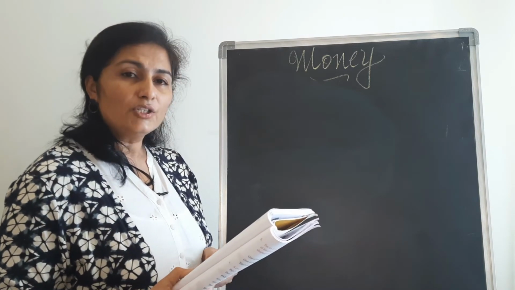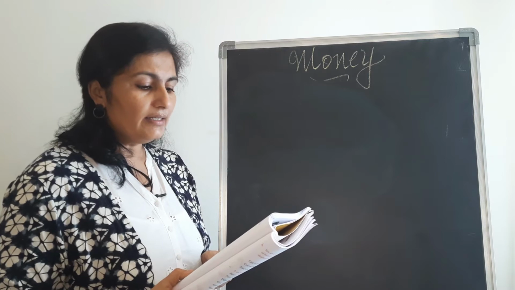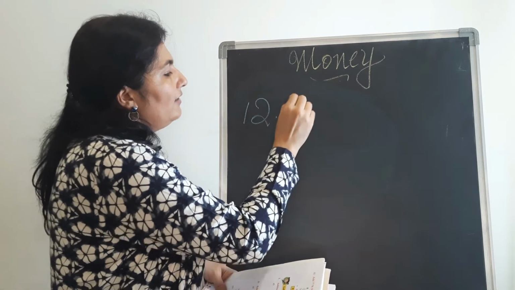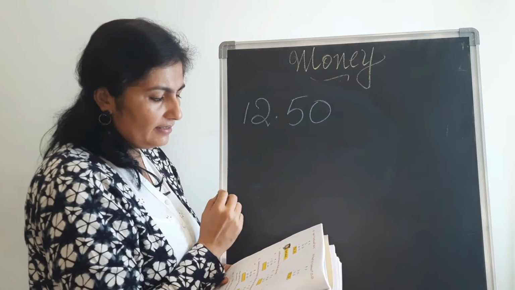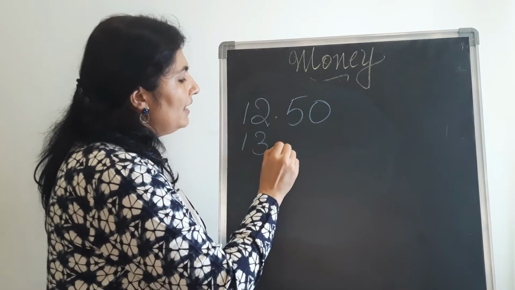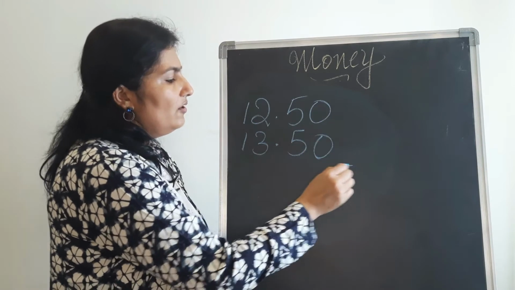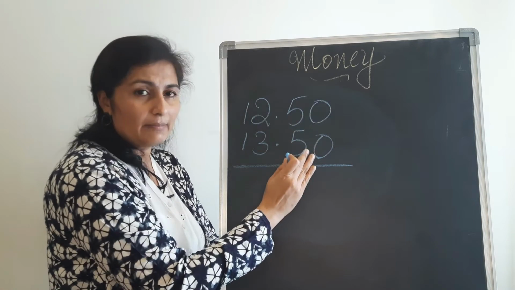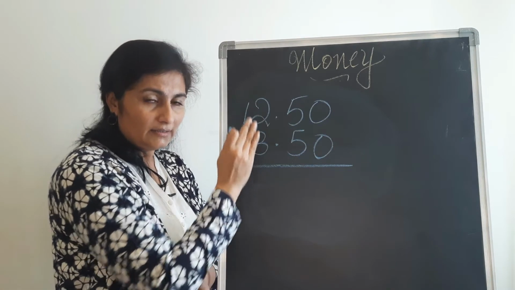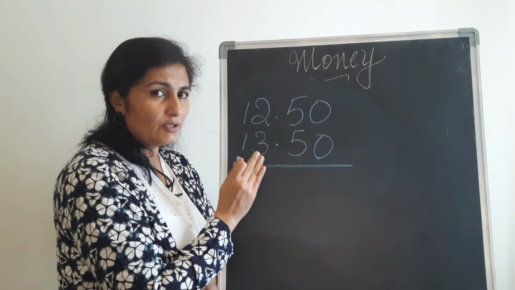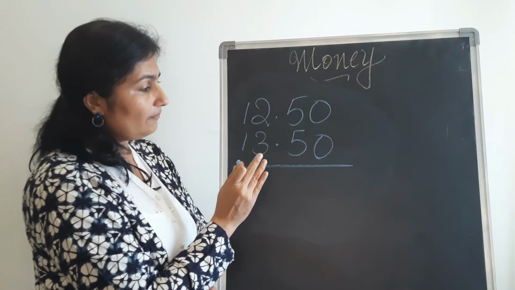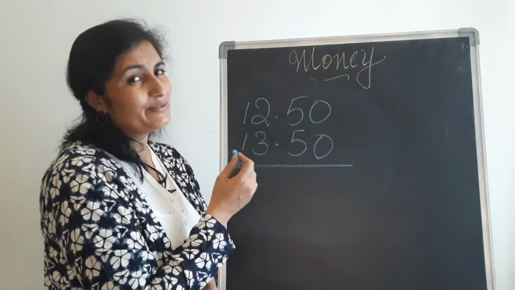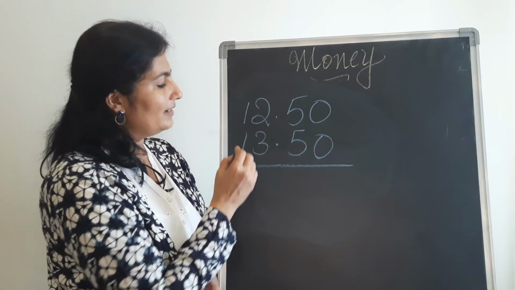First one, addition of money. What's the total? 12 rupees and 50 paise and 13 rupees and 50 paise. Always make sure you write it in the order. Paisa under paisa and rupees under the rupees. Only if you write it in the right way will you get the answer. Otherwise, you will have some trouble getting the right answer.